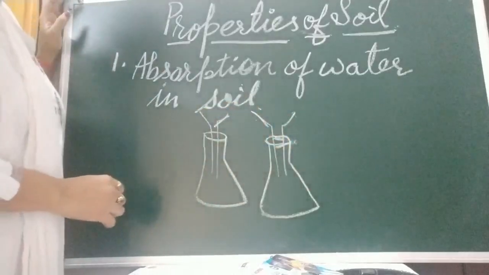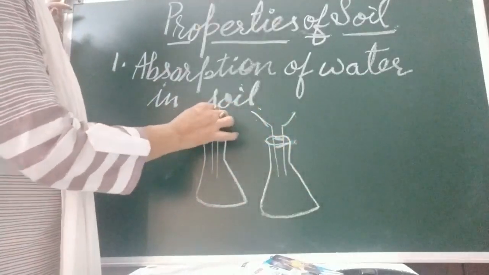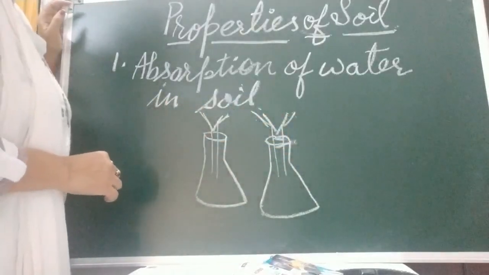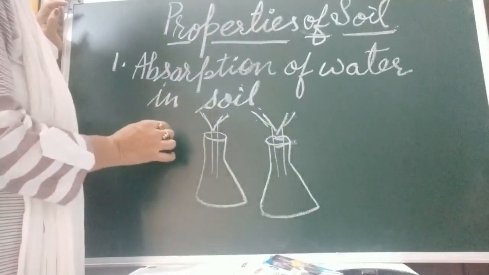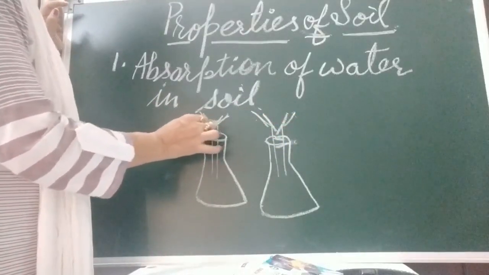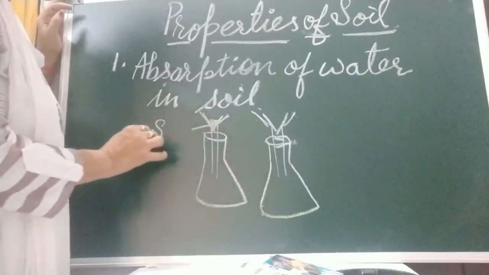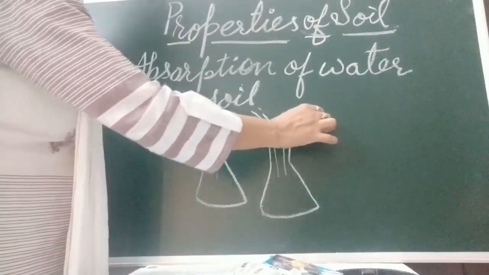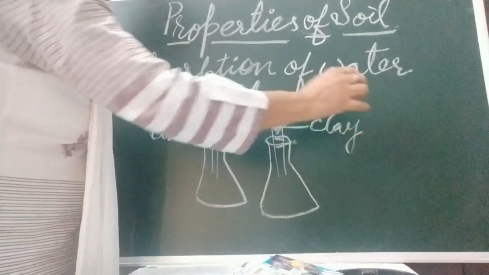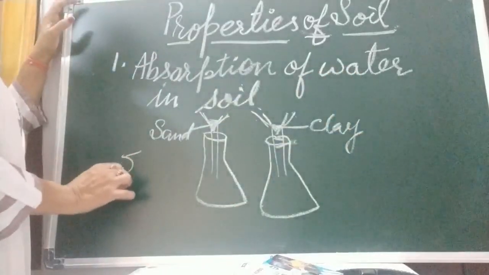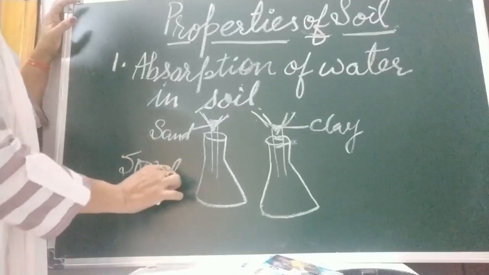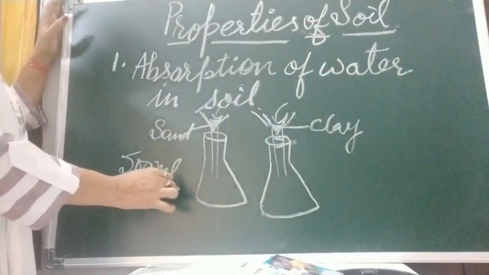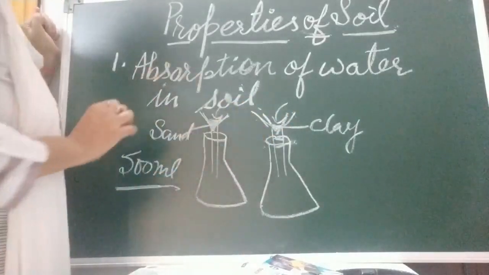Next step is to line the funnel with filter paper. Place sand in one funnel. Here we are placing sand. And clay in the other funnel. This is clay. Now pour 500 ml of water in each funnel. Pour how much water? 500 ml water in each funnel.